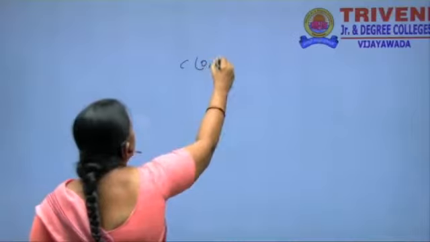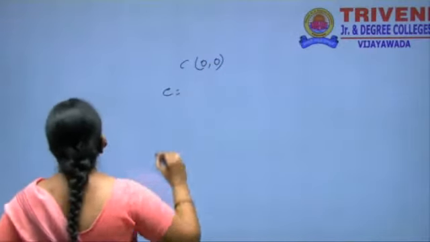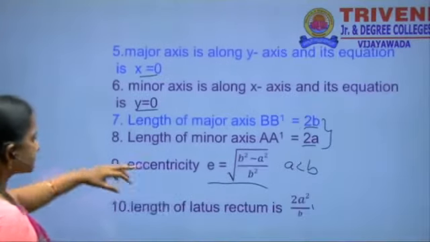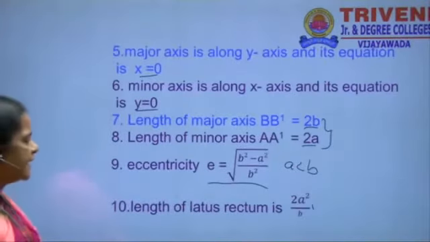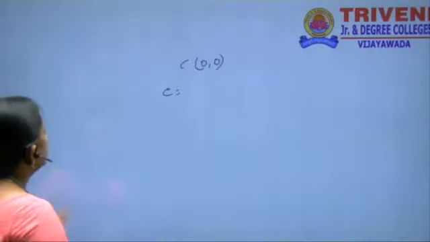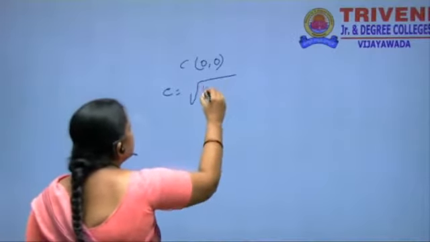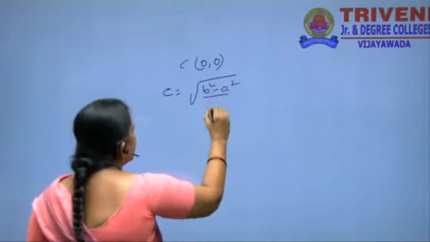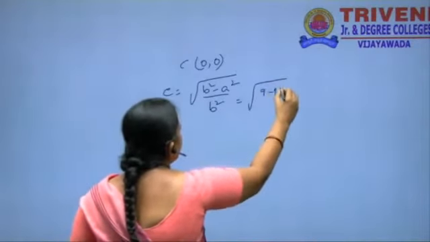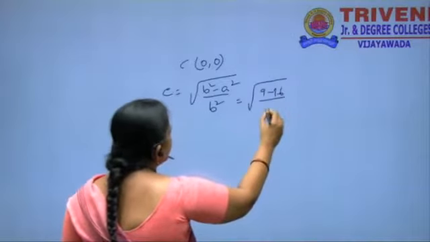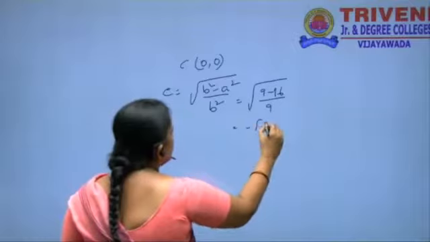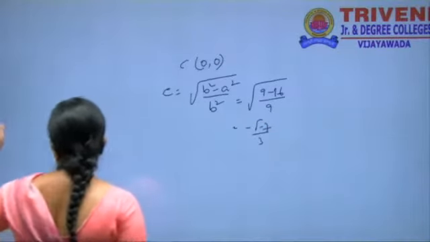And eccentricity is, what is the formula of eccentricity here? Square root of b square minus a square by b square. Already you know the value of b square is 16 and a square is 9, so b square is 16. Here square root of 7 by 4.